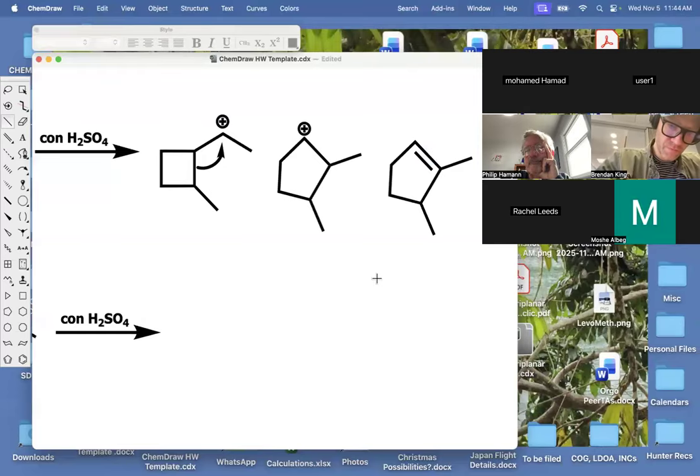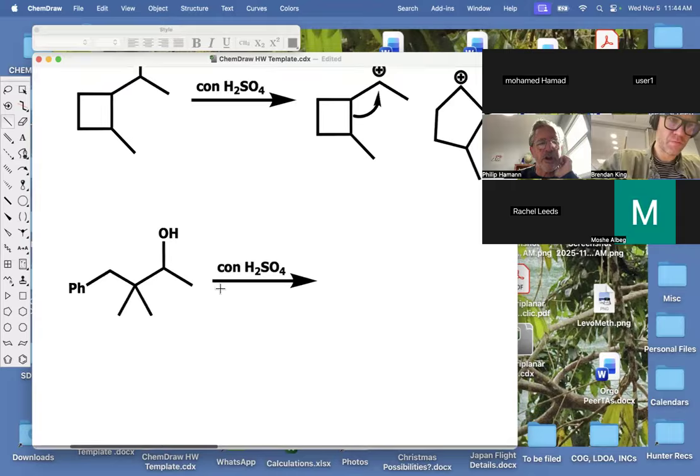Will we get an example like this on the exam? A question like this? I'm sorry? Will we get a question like this on the exam? It's certainly possible. This is part of the curriculum we've done.